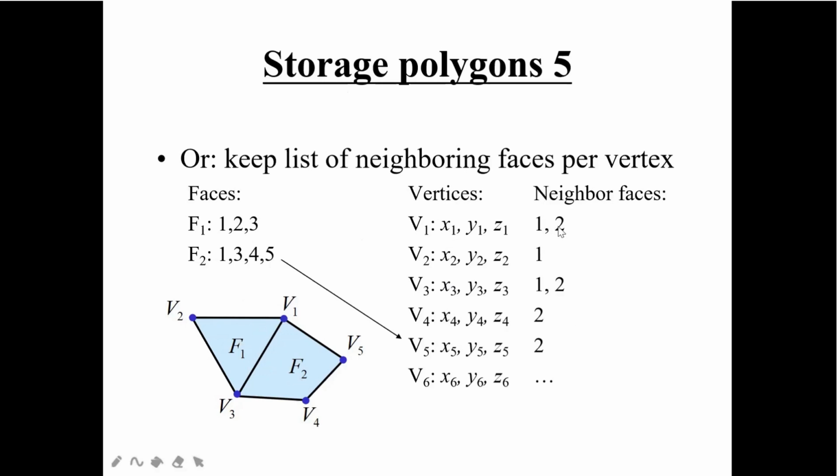You can write f1, f2 instead of writing 1 comma 2. For your v2, which one is your neighboring face? Only f1. For your v3, it will be f1 and f2. For your v4, it will be f2. For your v5, it will be f2. V6 is not there because it is a null value, so we are not going to write it.